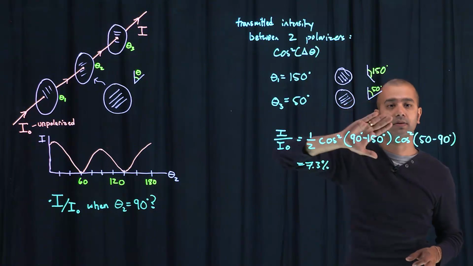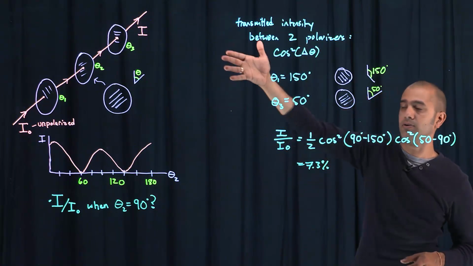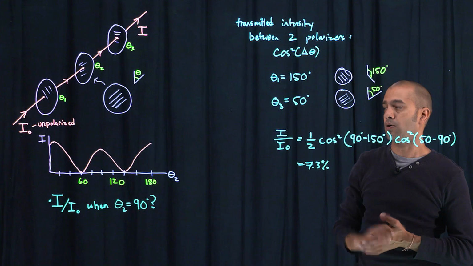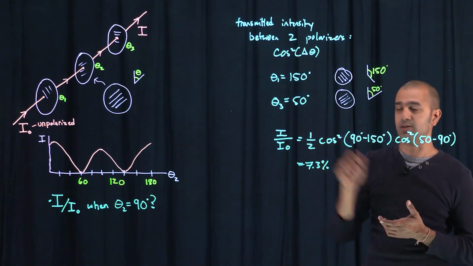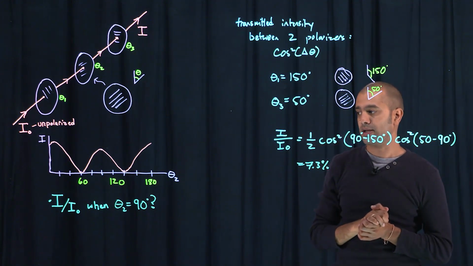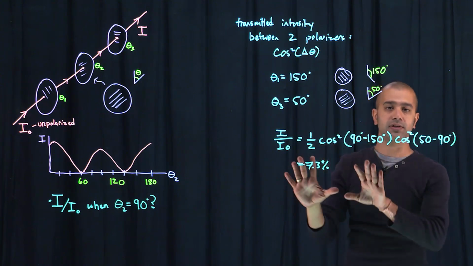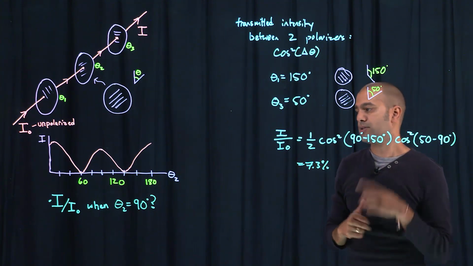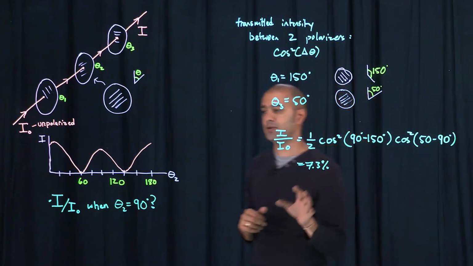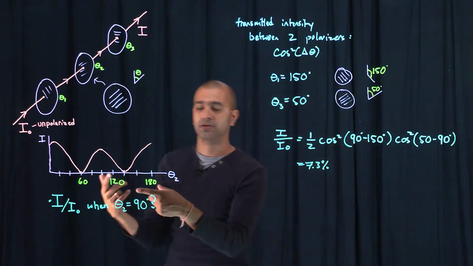It's all going to be polarized in the 50 degree direction. So you're going to get polarized light that's only in a single direction after that last polarizer. Now, let me take this one step further. Even though this is the answer to the question we were seeking, let's take this one step further and just make sure our answer is consistent with other parts of this graph.